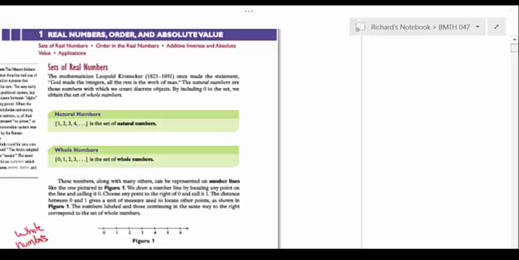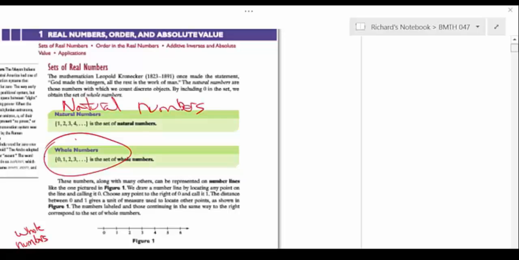The first set of numbers I'm going to talk about is the natural numbers. Natural numbers are counting numbers: 1, 2, 3, but not 0. There are no fractions, no decimals, just the numbers 1, 2, 3, 4. Whole numbers include the number 0, as well as the counting numbers 1, 2, 3, 4, 5. No fractions, no decimals, also no negative numbers.